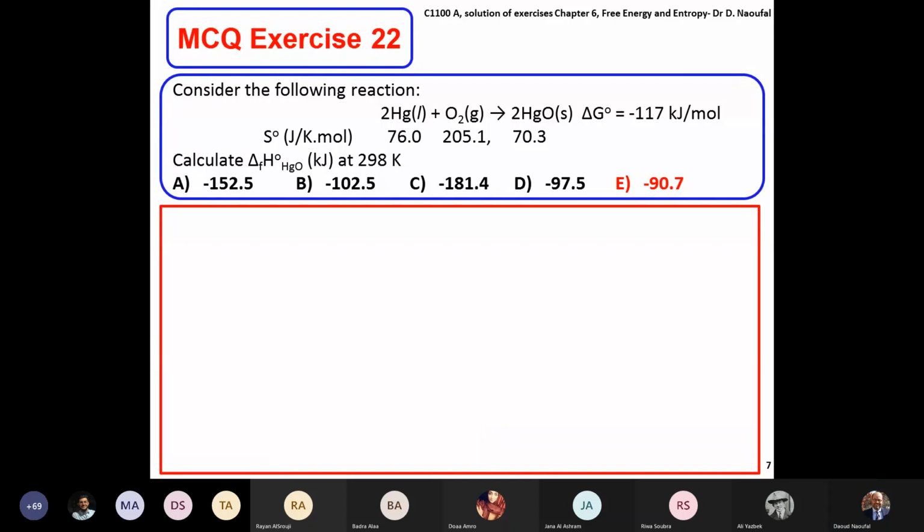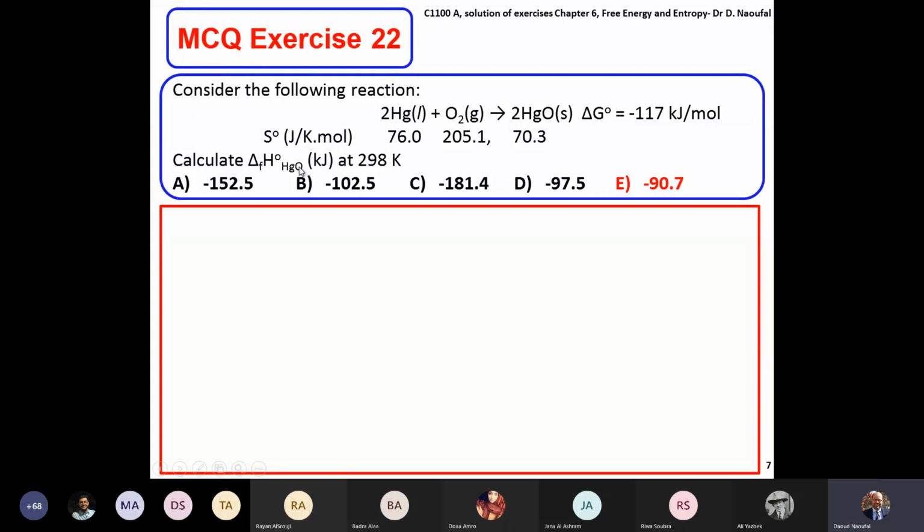MCQ 22. Consider the following reaction: Hg liquid, O2 gas, HgO solid, and delta G0 of the reaction is given, minus 117 kilojoule per mole. And we have S0 of the reactants and S0 of the product. So we have to calculate what is delta H0 formation of HgO solid.